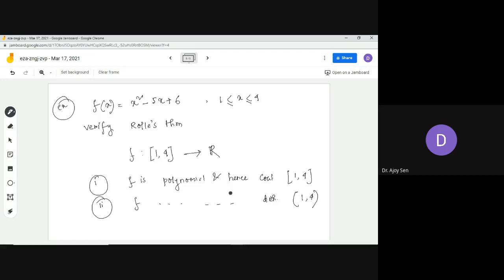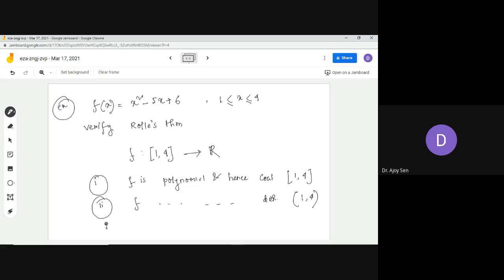At the endpoints, 1 and 4, we don't need to check the derivability, because in the statement of Rolle's theorem the continuity is over the closed interval, but derivability is over the open interval. So we don't need to check the derivability at the endpoints, like x equals 1 or x equals 4.